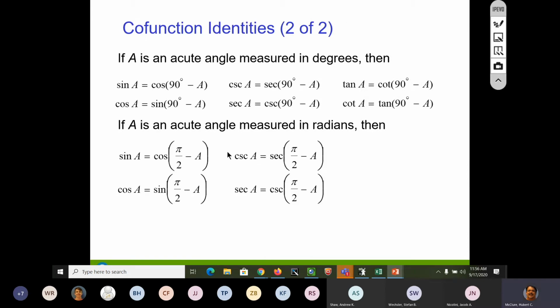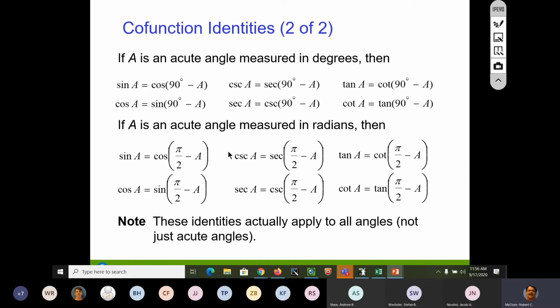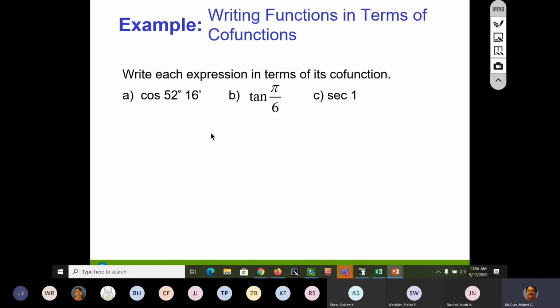And are they going to give me an example? Okay.